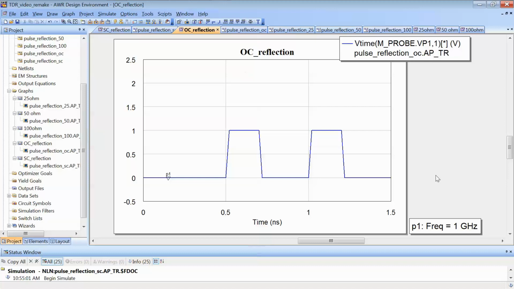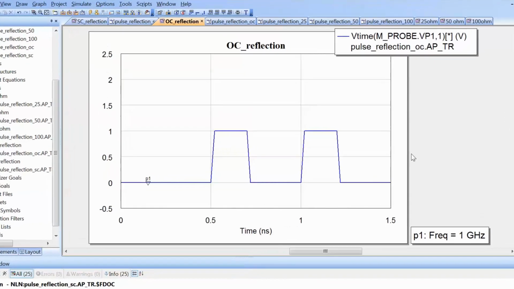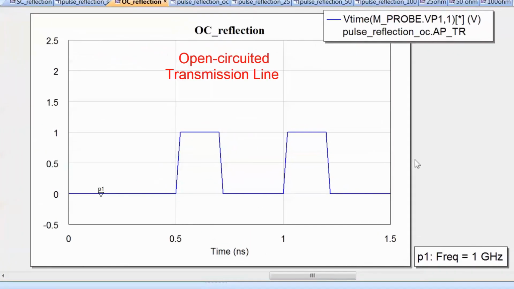We won't be looking at the detailed setup of the circuit schematic to achieve this with the simulator. However, this simulation file will be available to you. But we will be looking at how, by changing the pulse width and the length of the line, we observe differences in the reflected and incident pulses. So we start with the case of an open-circuited line.